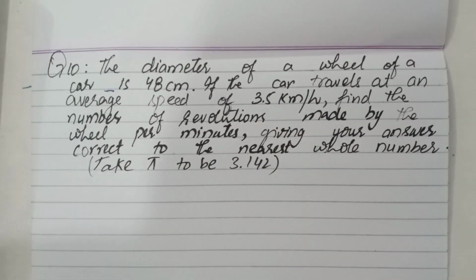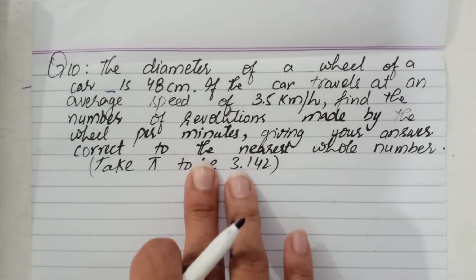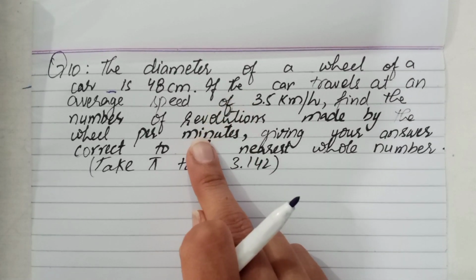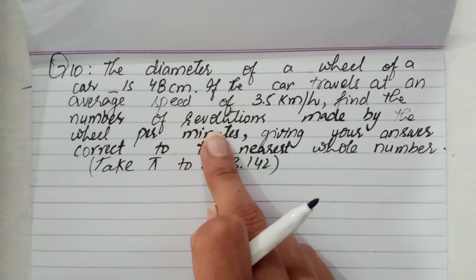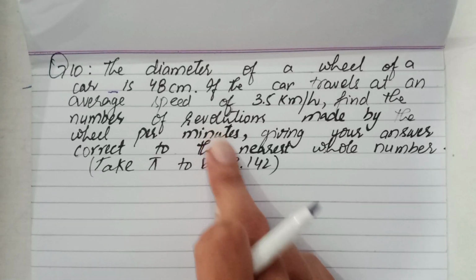Now students, question number 10. The diameter of a wheel of a car is 48 centimeter. If the car travels at an average speed of 3.5 kilometer per hour, find the number of revolutions made by the wheel per minute, giving your answer correct to the nearest whole number. Take pi to be 3.142. Now students, for the revolution we have to find first the circumference of a tire.